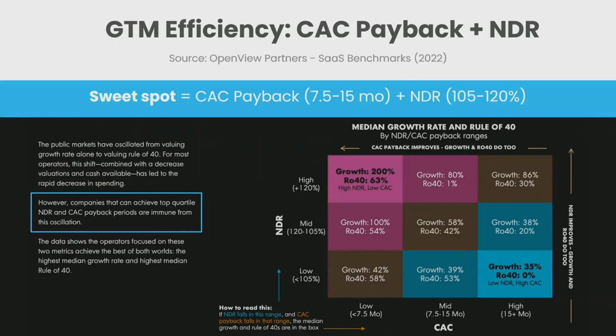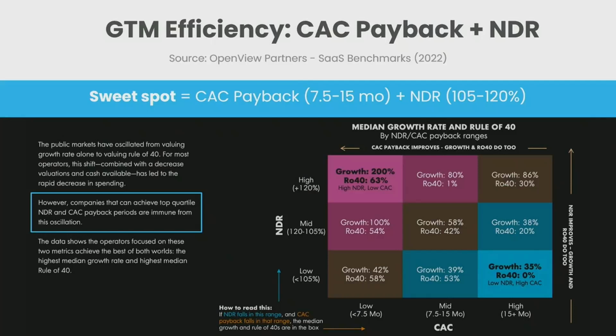Now, the sweet spot, you can see here in a chart like this. This is from OpenView Partners in their SaaS benchmarks report. There is a sweet spot between CAC payback and net dollar retention. The higher your net dollar retention, the more room you have to play around with your CAC. The lower your CAC and the lower your net dollar retention, that's obviously not a good place you want to be. But you can see that the two oscillate.